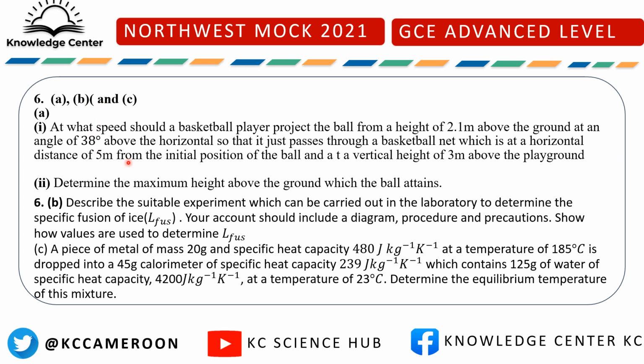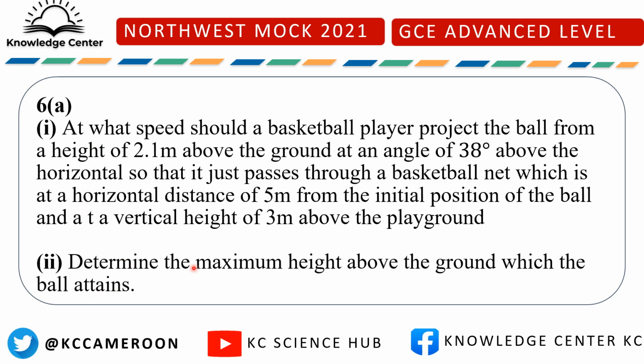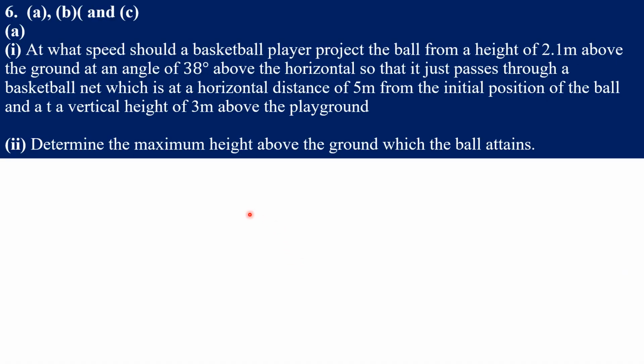Okay, guys. So again, just pause the video, read the question and check out if you can solve it. All right, let's go. So this is the first part of the question. Let's start with the projectile part. At what speed should a basketball player project the ball from a height of 2.1 meters above the ground? So you can just go ahead and read the problem.